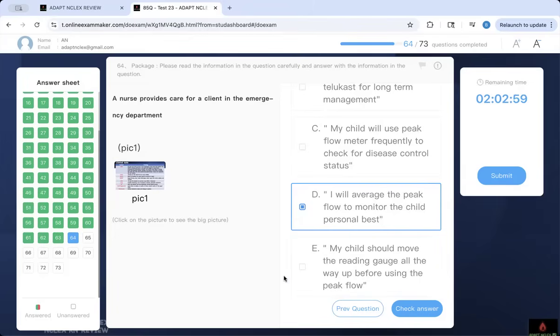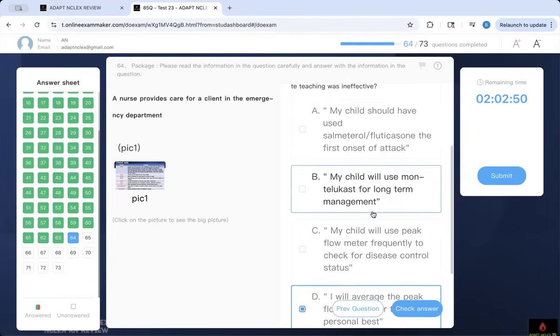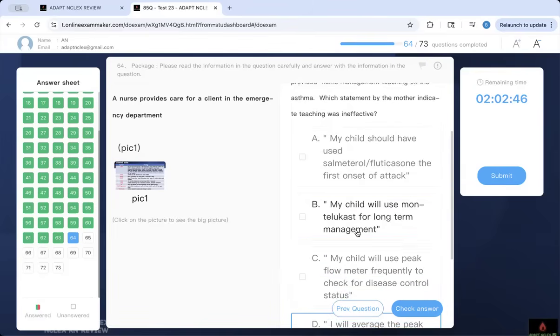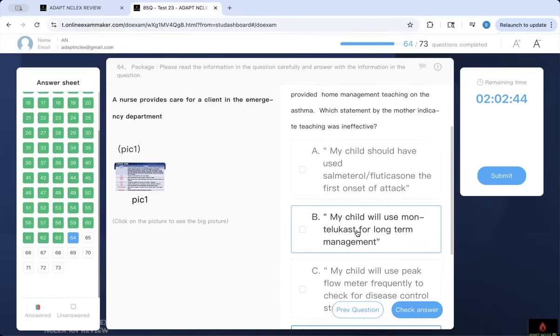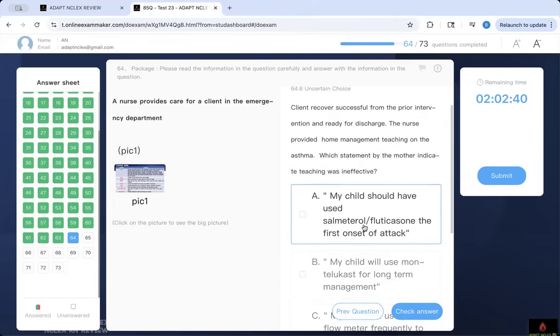My child to move the reading gauge all the way up before using the peak flow. That's ineffective. You should not touch it. My child will use the flow meter frequently to check for disease. That's good. My child will use Mantoux for long term. That's good teaching. My child will have used salmeterol the first onset.